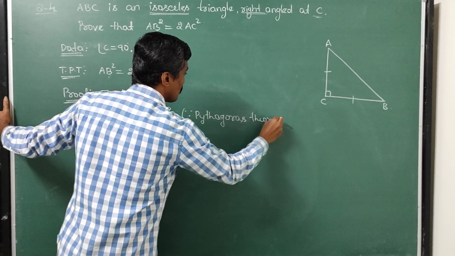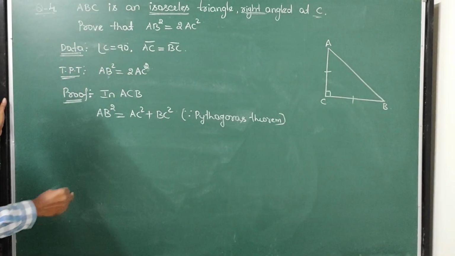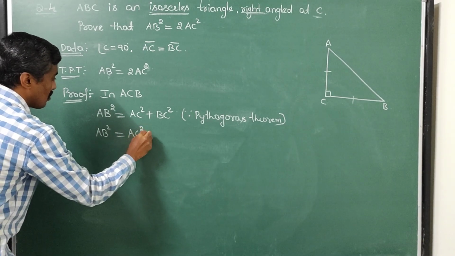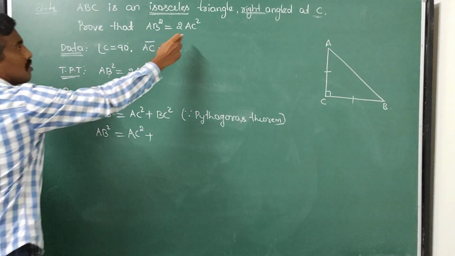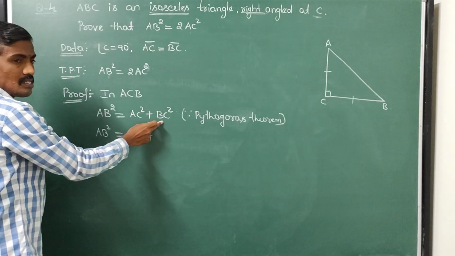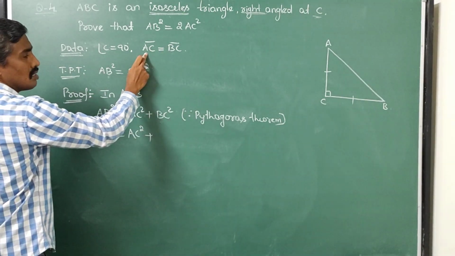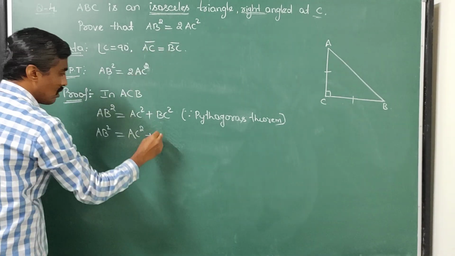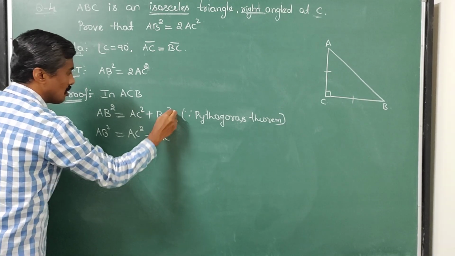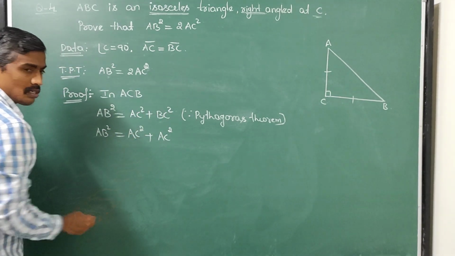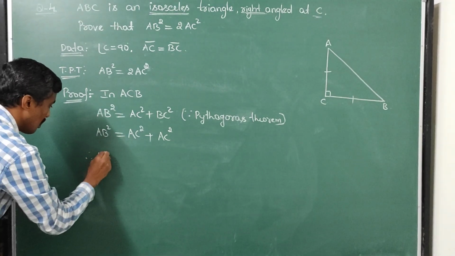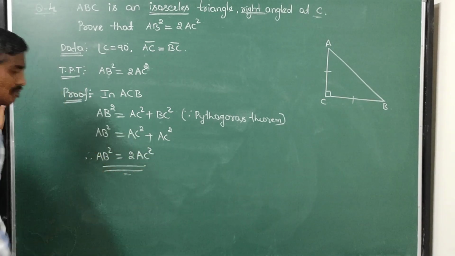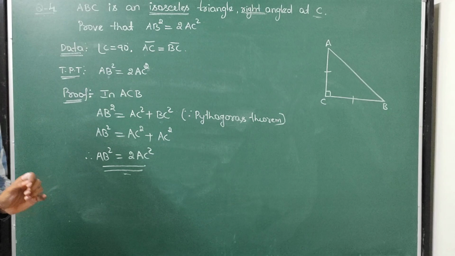According to the Pythagoras theorem, AB square is equal to AC square plus, you want AC square, correct? You don't want BC square, but BC is equal to what? AC, according to the given data, because it is isosceles. So instead of BC, we can replace it by AC. So AC square plus AC square, that is 2AC square. Therefore AB square is equal to 2AC square. So very simple problems like this you can expect for 2 marks.